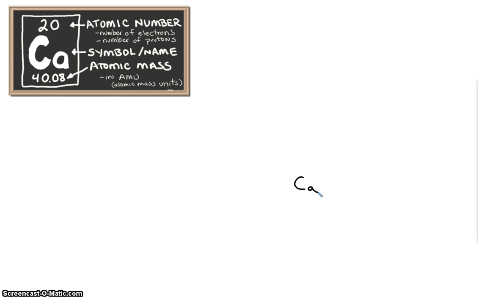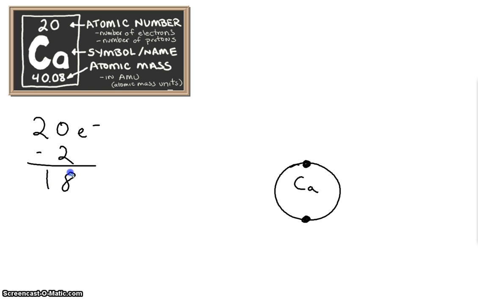And let's put our first energy shell in. How many electrons can we fit in there? Well, there's only room for 2 because they're both negative. They repel, so they don't like being in a small space. So we started with 20 electrons. We just used up 2, so we have 18 electrons left.